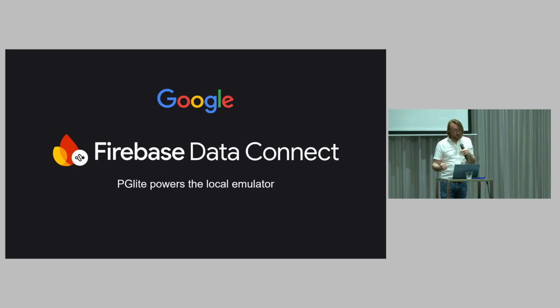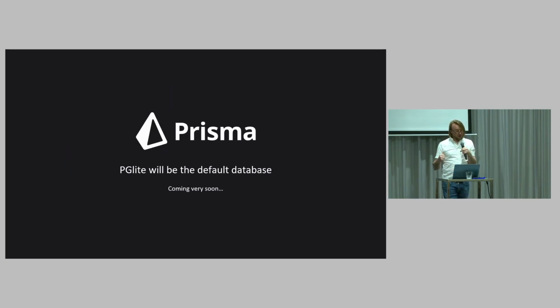Google have adopted PGlite to build the local emulator for the Firebase Data Connect product. It's built into their CLI, so you don't need to run a full Postgres when doing local development. And Prisma are adopting PGlite as the default database for local development.